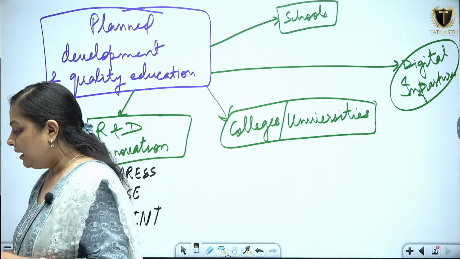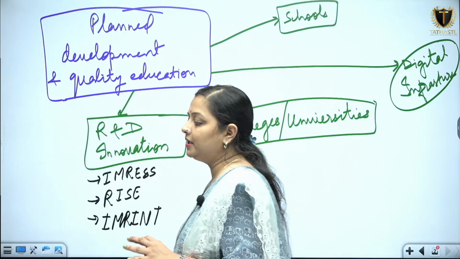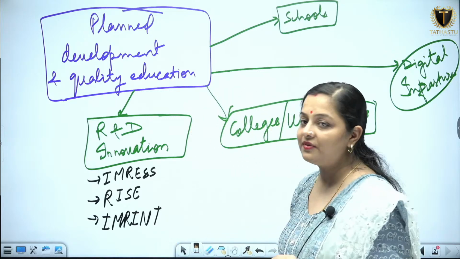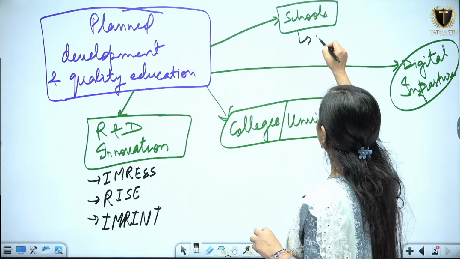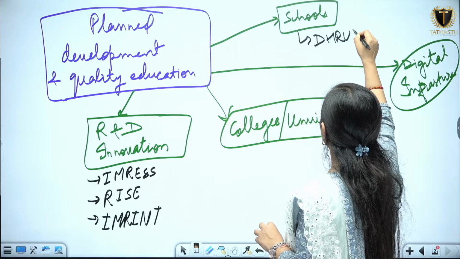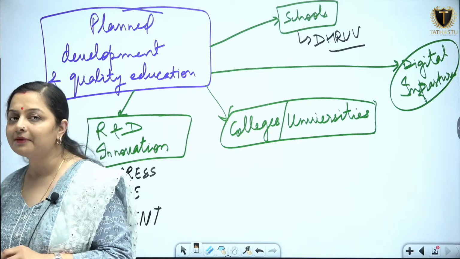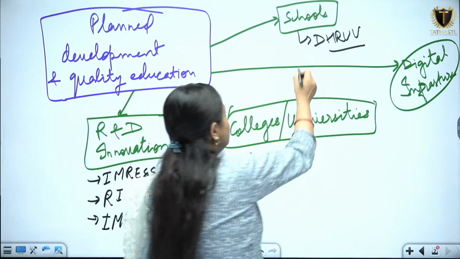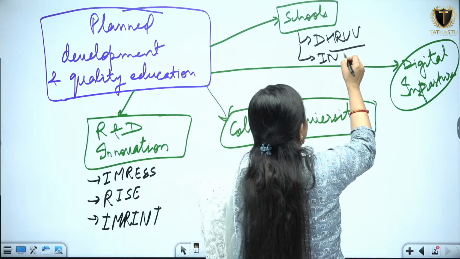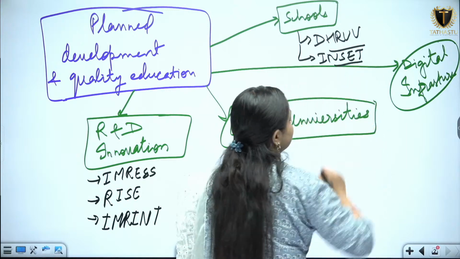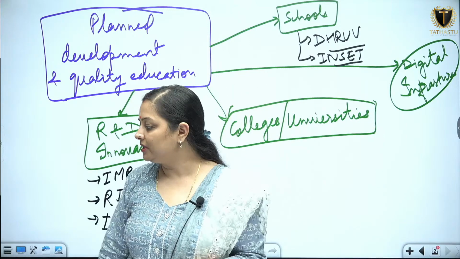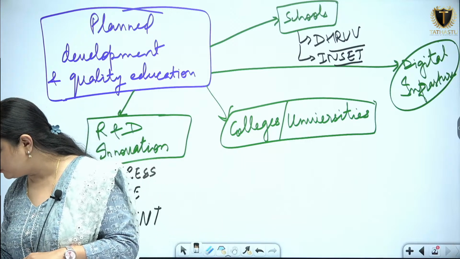Under this thing, when it comes to the schools, we have Dhruv. If I have to give an example, that is the Dhruv. INSET also is there. So Dhruv is there, apart from that, INSET is also there. When it comes to the digital infrastructure, I hope you people are understanding.